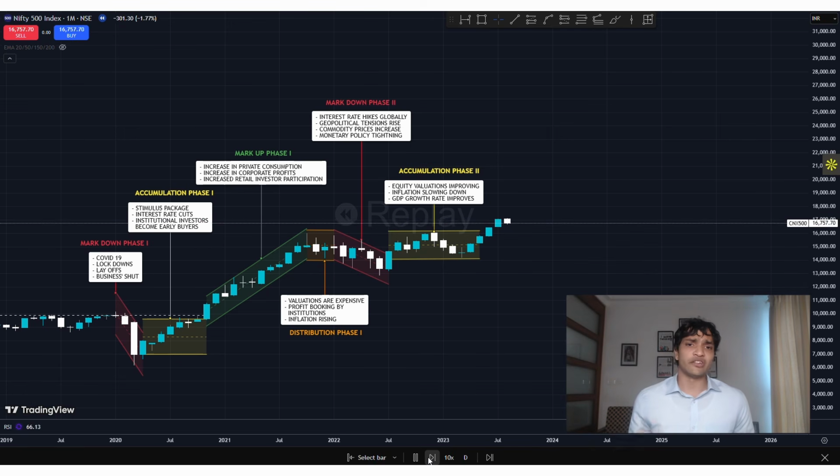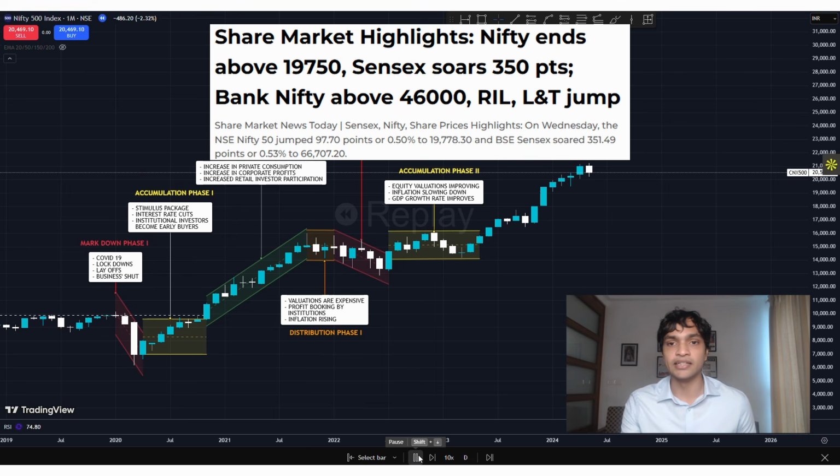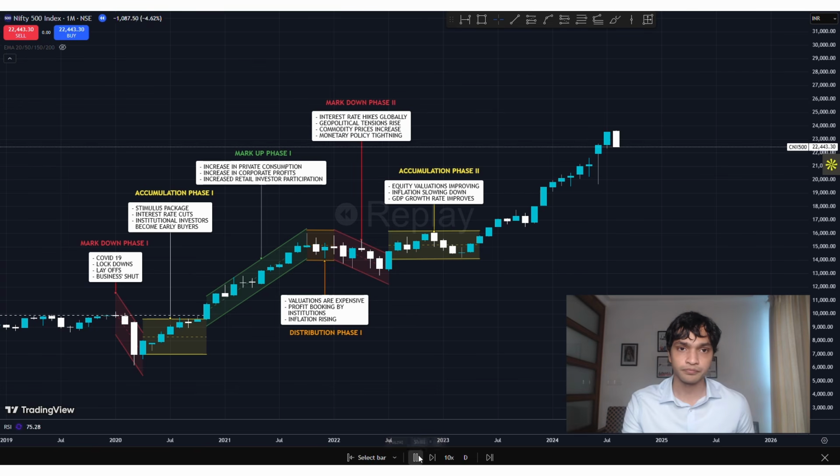A pause in the interest rate hiking cycle both domestically and internationally triggers the start of a new markup phase in mid-2023. Strong corporate earnings growth and further improving economic conditions flip sentiments positive. Equity markets rise steadily, supported by strong retail participation again, but this time fueled through mutual fund flows.